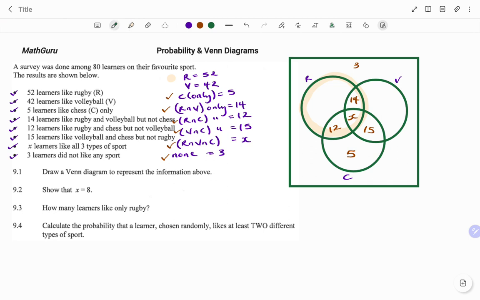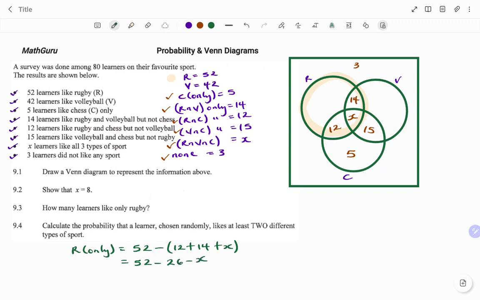So to calculate the number of learners that take rugby only, I have R only equals the total number of people taking rugby, that's 52, minus all the learners taking rugby with the other sports. So that's 12 plus 14 plus X. If I simplify, that's 52 minus 26 minus X.